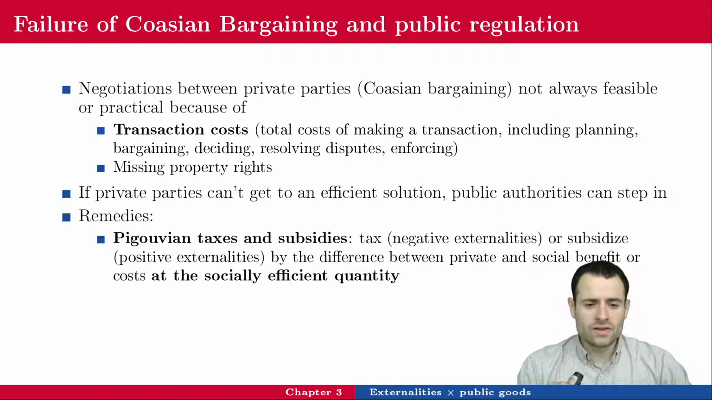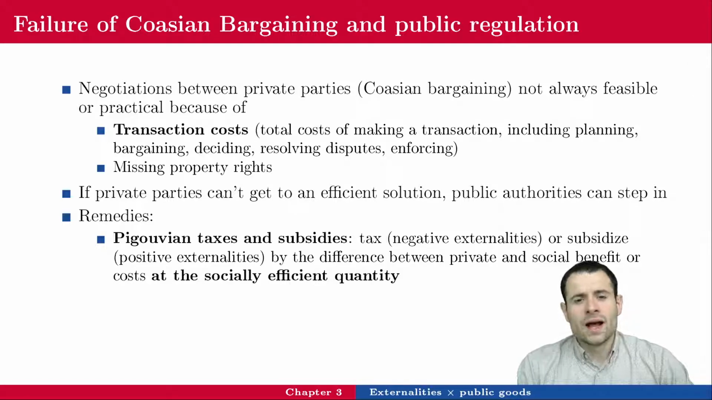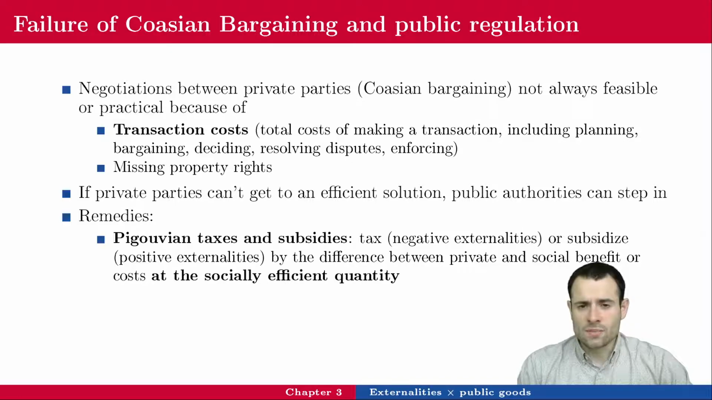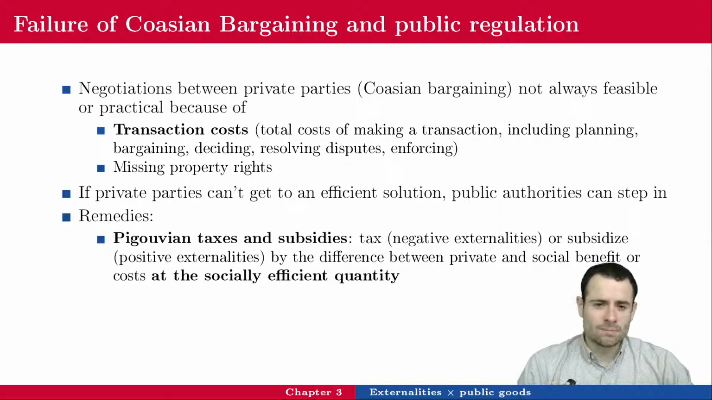So, a Pigovian tax consists in taxing a good that generates negative externalities or subsidizing a good that generates positive externalities. The tax or the subsidy should be equal to the difference between the private and the social benefit or costs at the socially efficient quantity. And I will show you this in a graph in a minute.